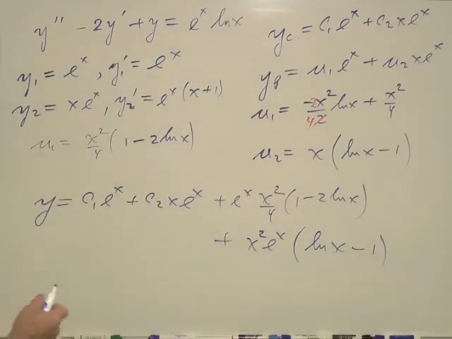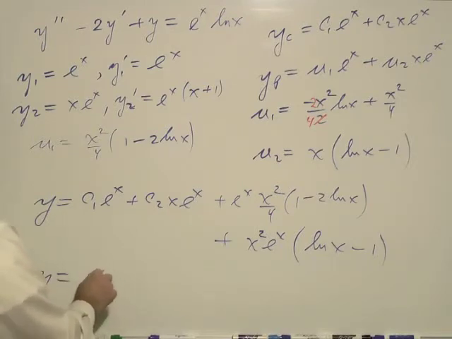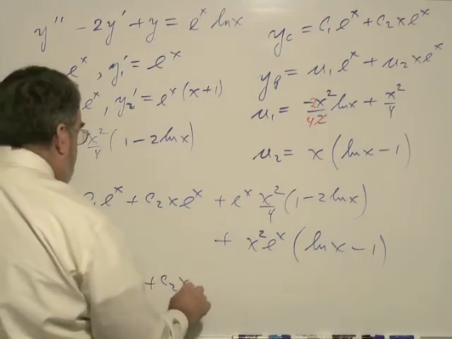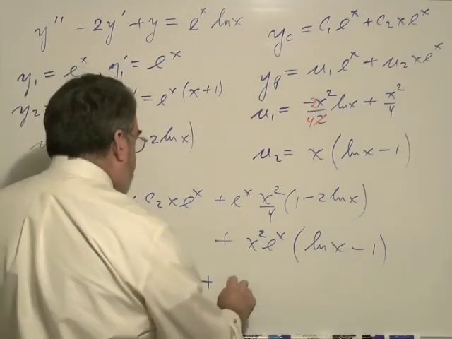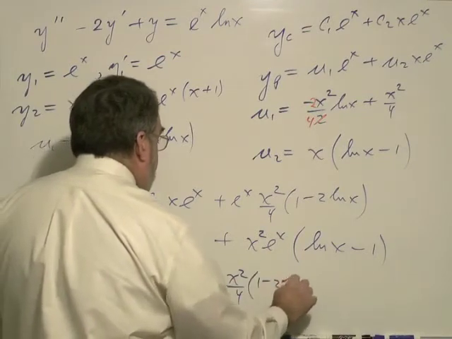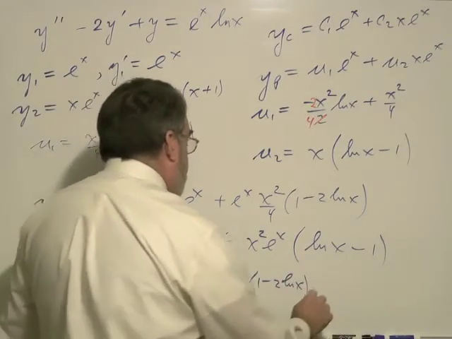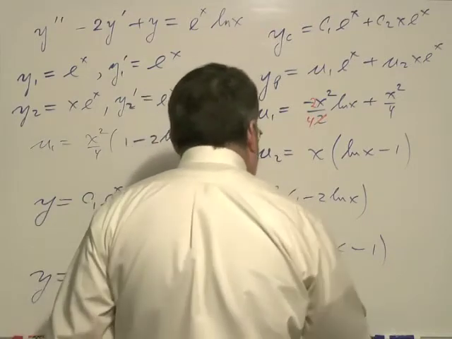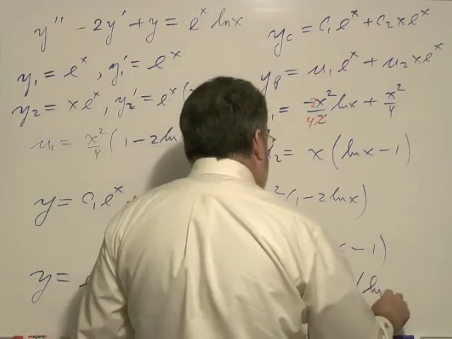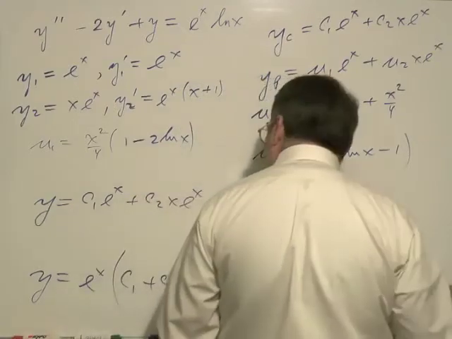Alright, so it looks like we could factor out e to the x here. E to the x and nothing else factors. So it gives us c1 plus c2 x plus x squared over 4, parentheses 1 minus 2 natural log of x, plus x squared times parentheses natural log of x minus 1.